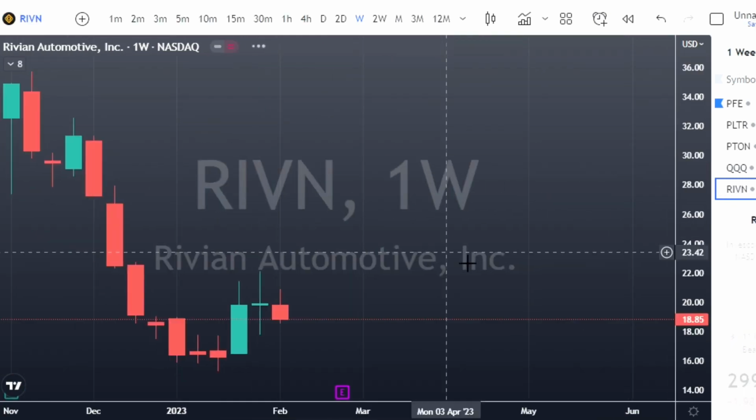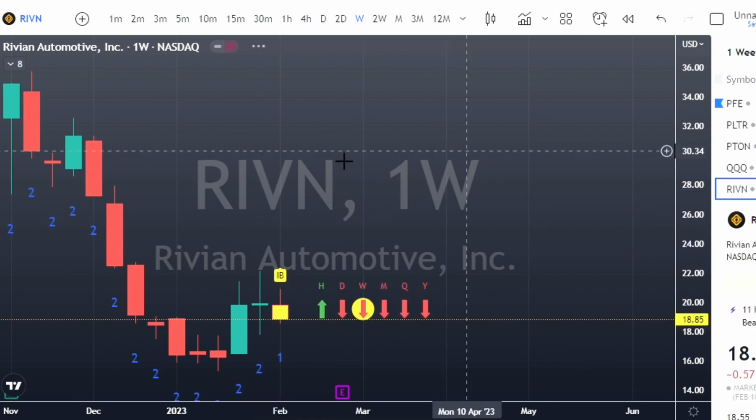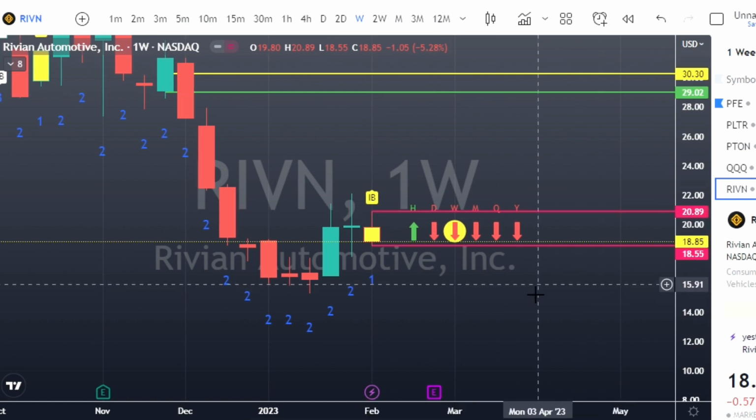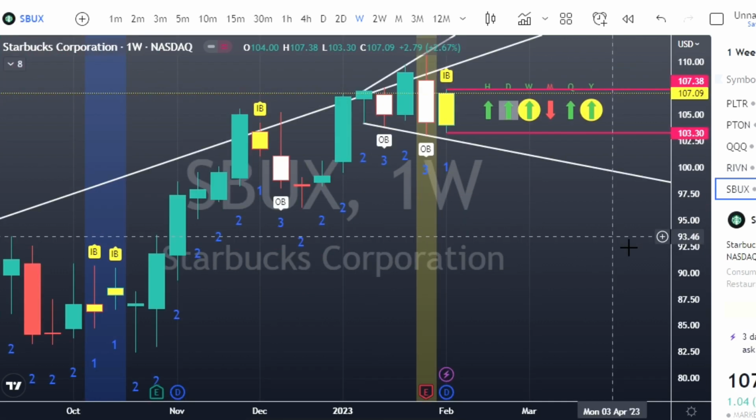RIVN, it's Rivian Automotive, inside bar there. Full time frame to the downside currently. So we can look for puts at 18.55 or calls at 20.89. See how that one plays out for us.